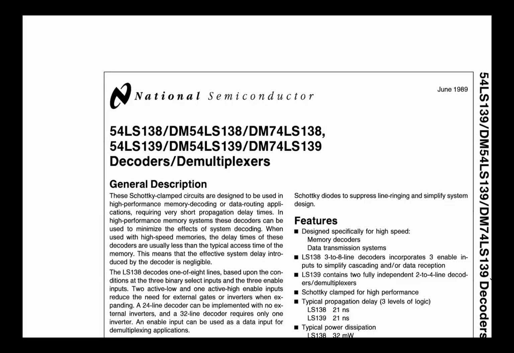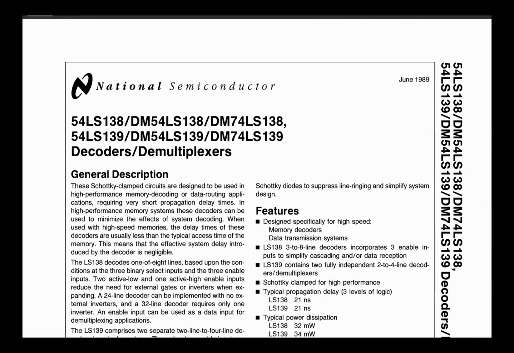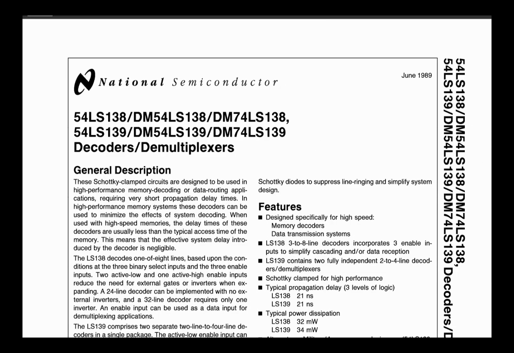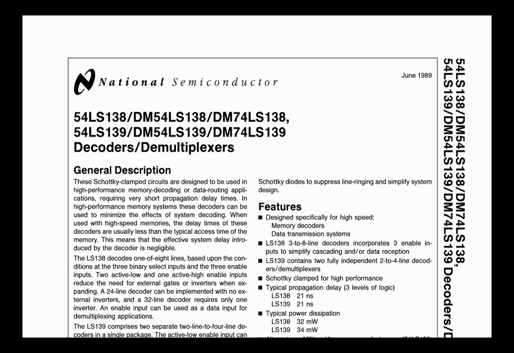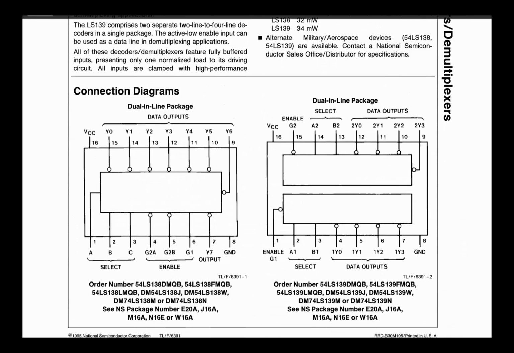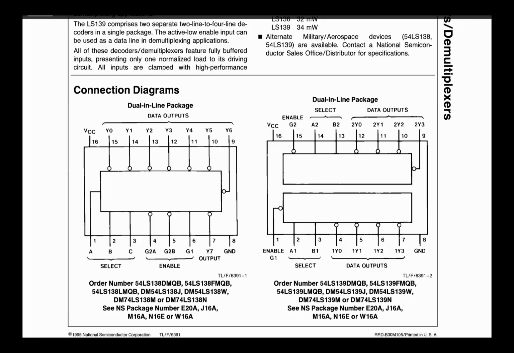So let's go ahead and take a look at this part. As you can notice, just like every other device, these data sheets are intended to cover multiple chips. So we need to be careful what data we are reading. The one we are interested in is the 74LS138. There are two in here, and the one we are interested in is the one to the left, the 138.